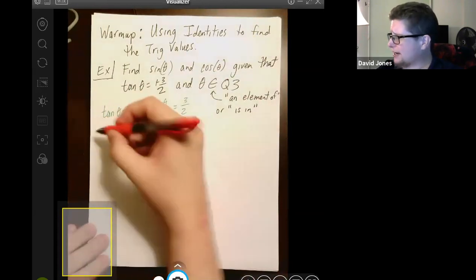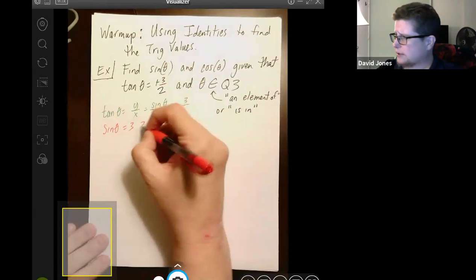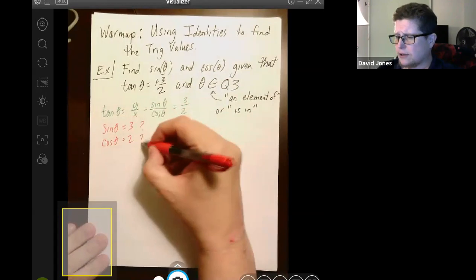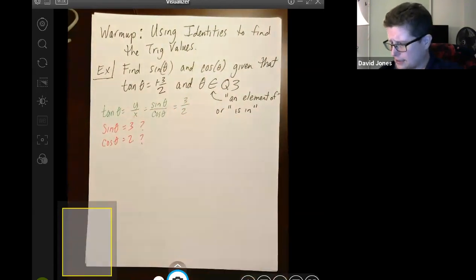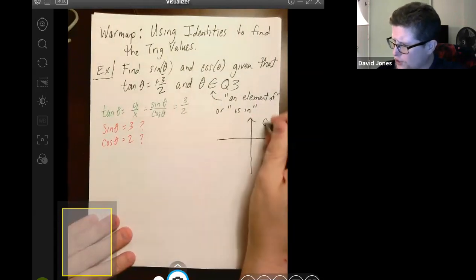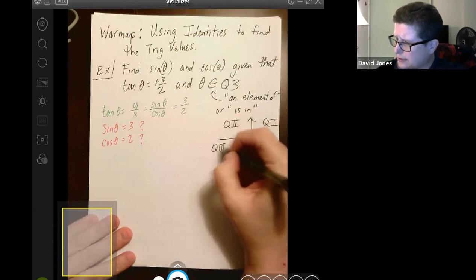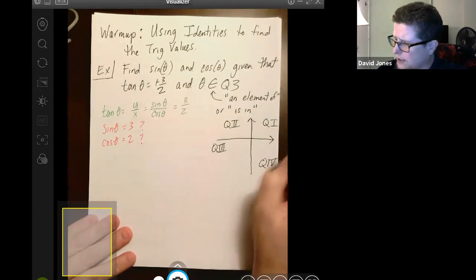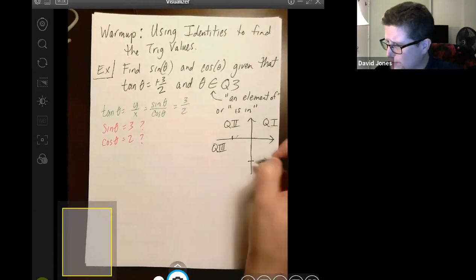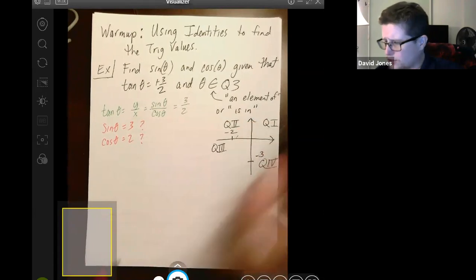If you try to say sine theta equals 3, though, well, and cosine theta equals 2, well, is that even correct? In quadrant 3, this is Q1, Q2, Q3, Q4. Q3, everything's negative over here. So that would have to be like -3 and -2. So we're going to have to change that.